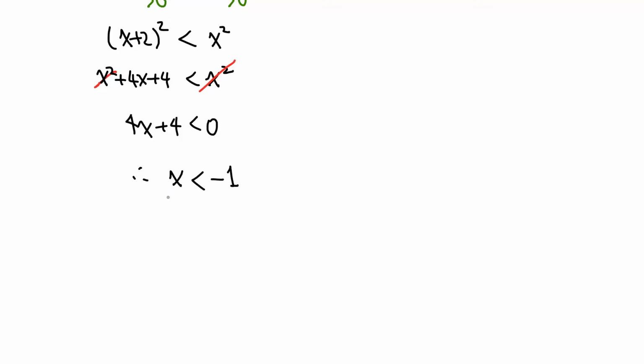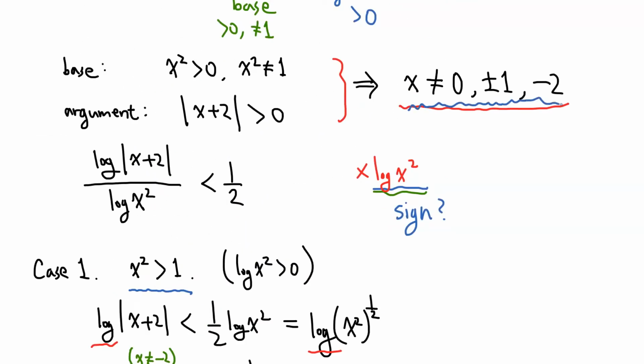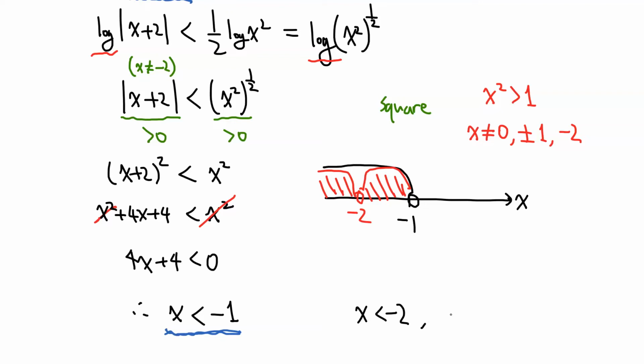Now we have to find the common range between this and this x squared greater than 1 and this condition of base and argument. So we have x is less than minus 1 right here, and this range automatically satisfies x squared greater than 1. And we have to exclude these values, so this minus 2 here is excluded from the solution. Therefore, we only have this range. So we have x less than minus 2 and x is greater than minus 2 and less than minus 1. So this is the solution for case 1.